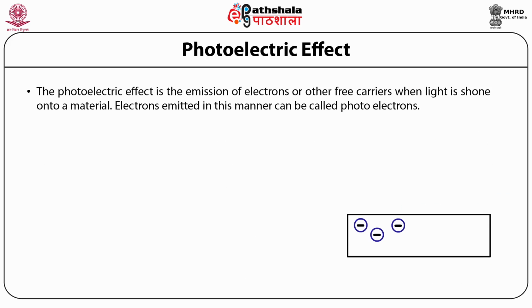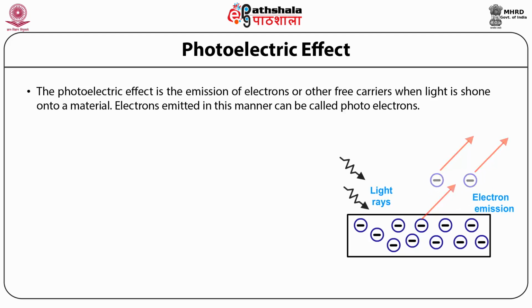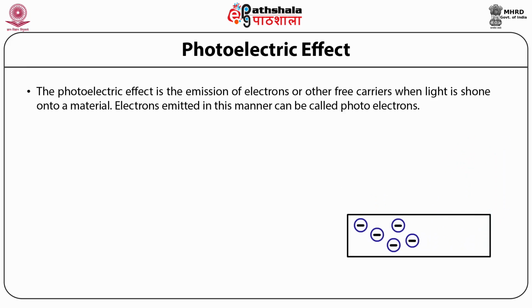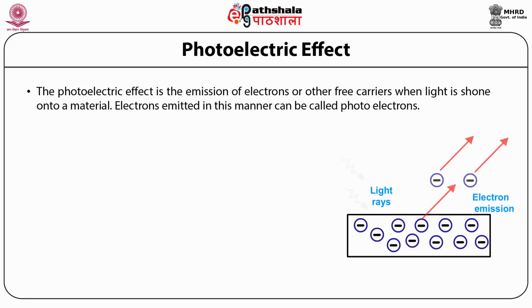The photoelectric effect is the emission of electrons or other free carriers when light is shone onto a material. Electrons emitted in this manner can be called photoelectrons. Photoemission can occur from any material, but it is most easily observable from metals or other conductors because the process produces charge imbalance. And if this charge imbalance is not neutralized by current flow, the potential barrier to emission increases until the emission current ceases.